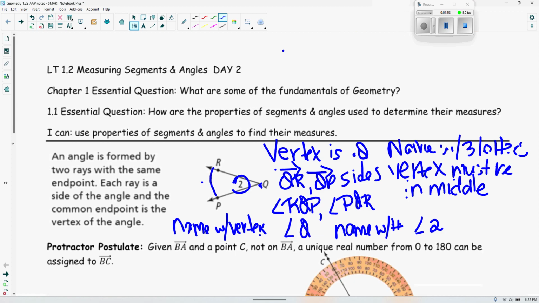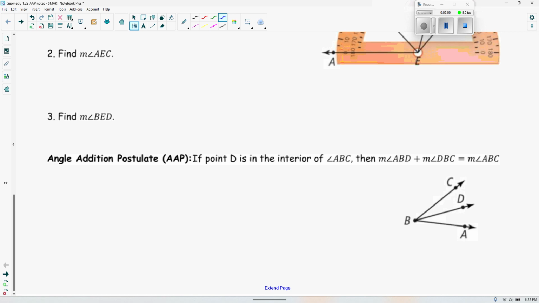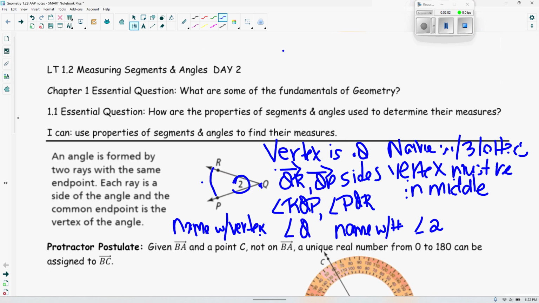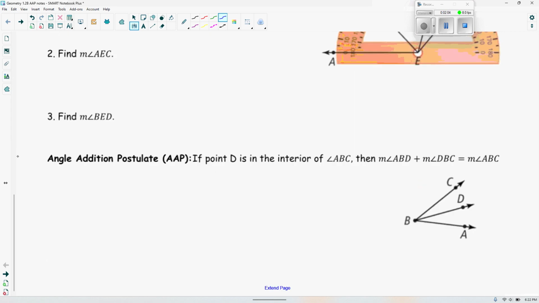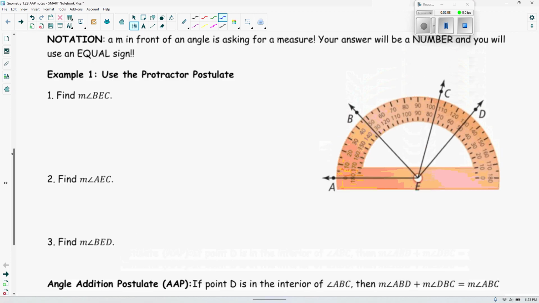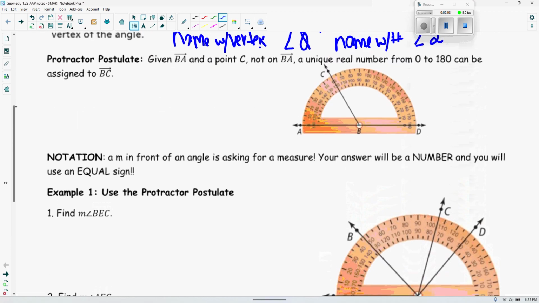Yesterday we looked at the ruler postulate. So today we have the protractor postulate. This is a protractor. This is what we will use to measure angles. We won't be actually using this to physically measure the angles today. We're just going to get used to how we read this.